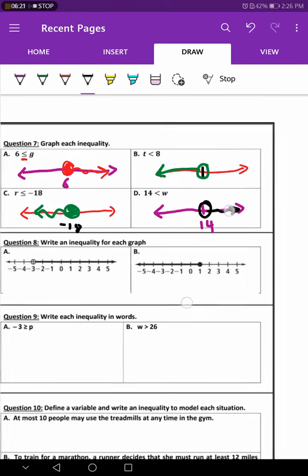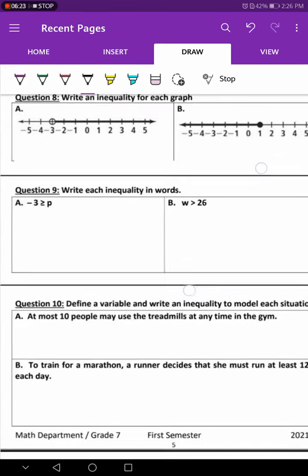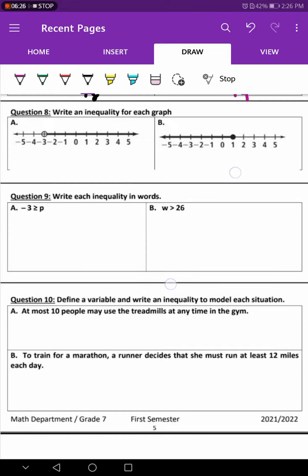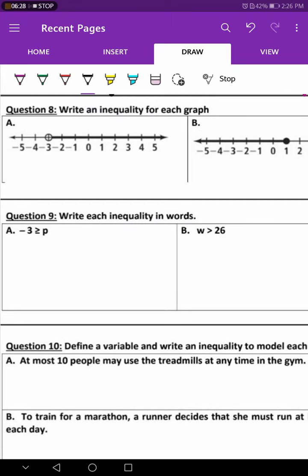Now this is question number 7. Now we move to question number 8. Yes, can you read the question, please? Of course. Write an inequality for each graph.